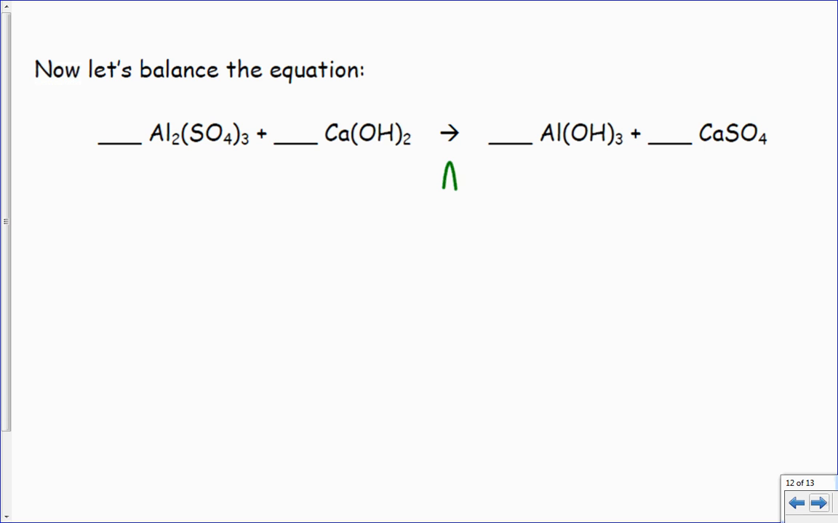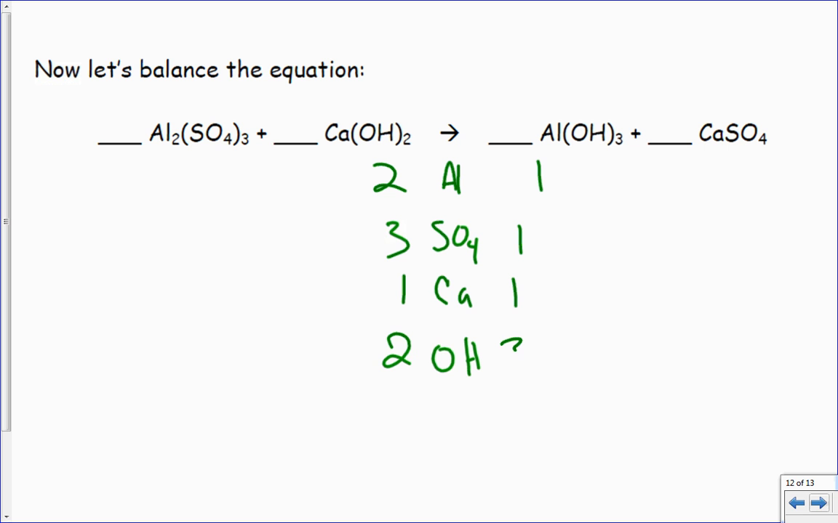I have aluminum. I have SO4, sulfate. I have calcium. I have hydroxide on both sides, so I'm good. Let's go ahead and start. I have aluminum. I have 2 on this side. I have 1 on the right. Sulfate. I have 3 on the left. I have 1 on the right. Calcium, I have 1 on the left, I have 1 on the right. Hydroxides, 2 on the left, 3 on the right.